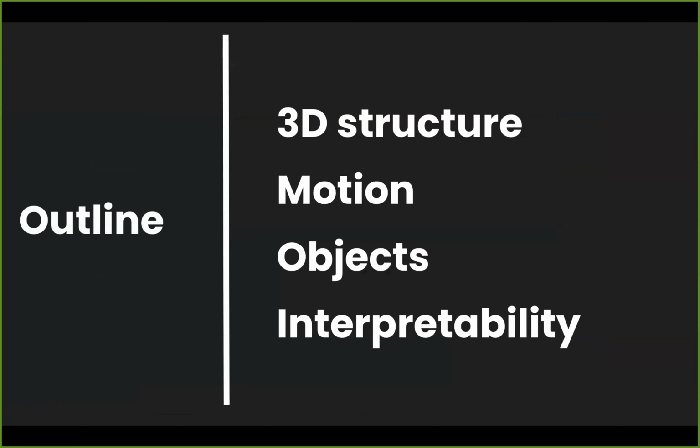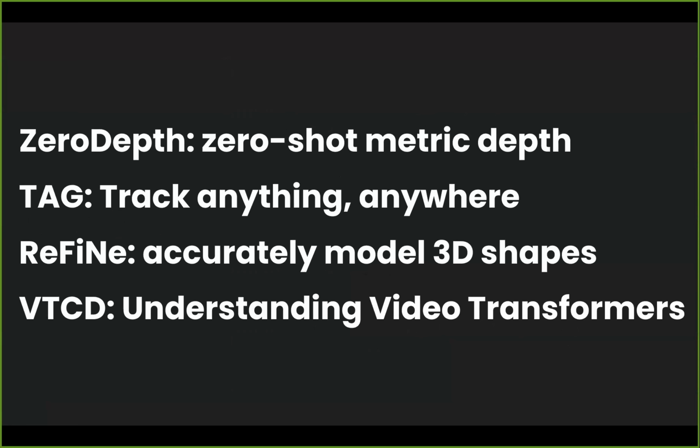All right, so that comes to the end of the talk, and we basically talked about 4 different key properties of these visual representations. We looked at 3D structure, we looked at understanding motion, we looked at object-centricness of these representations, and we talked about interpretability. And in particular, I talked about 4 different methods that aim to be zero-shot and work across multiple domains and achieve generality in the way foundation models should. So ZeroDepth for zero-shot metric depth, TAPIR for tracking anything in any domain, ReFine for modeling 3D shapes, and then VDCD for understanding these video transformers.